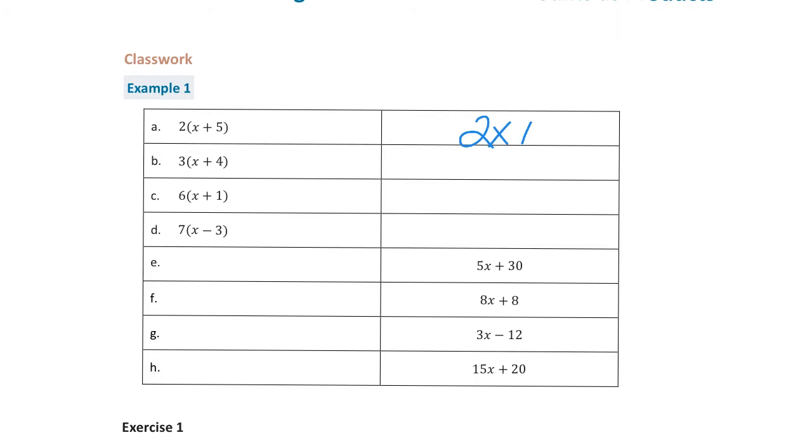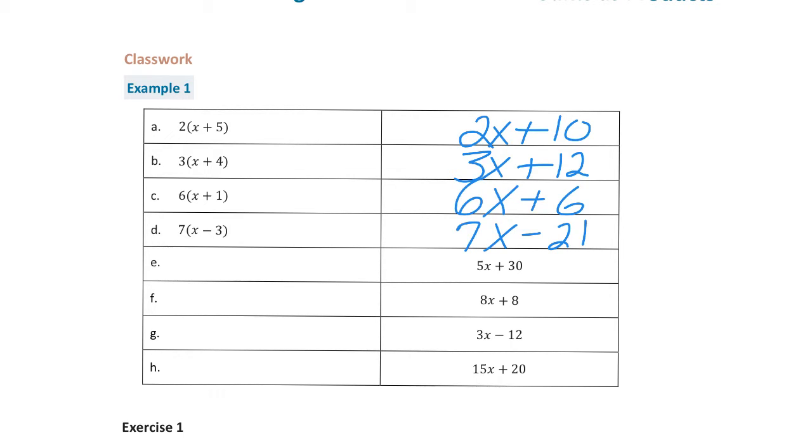So 2x plus 10. The next one, 3 times x is 3x. 3 times 4 is 12. The next one, multiplying through, we have 6x plus 6. And then the next one, 7x minus 21.